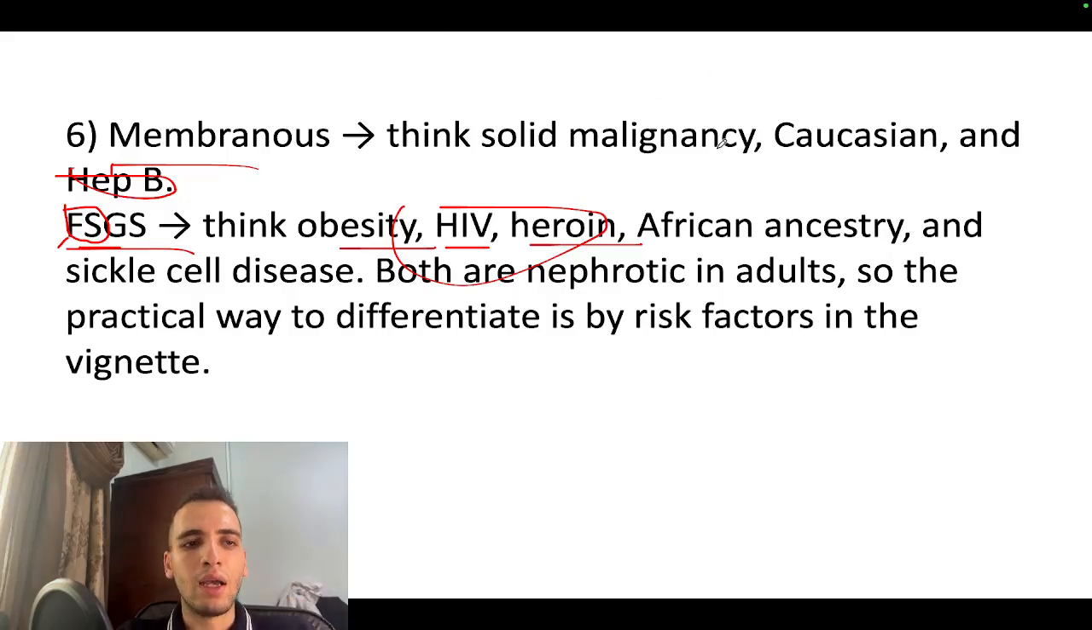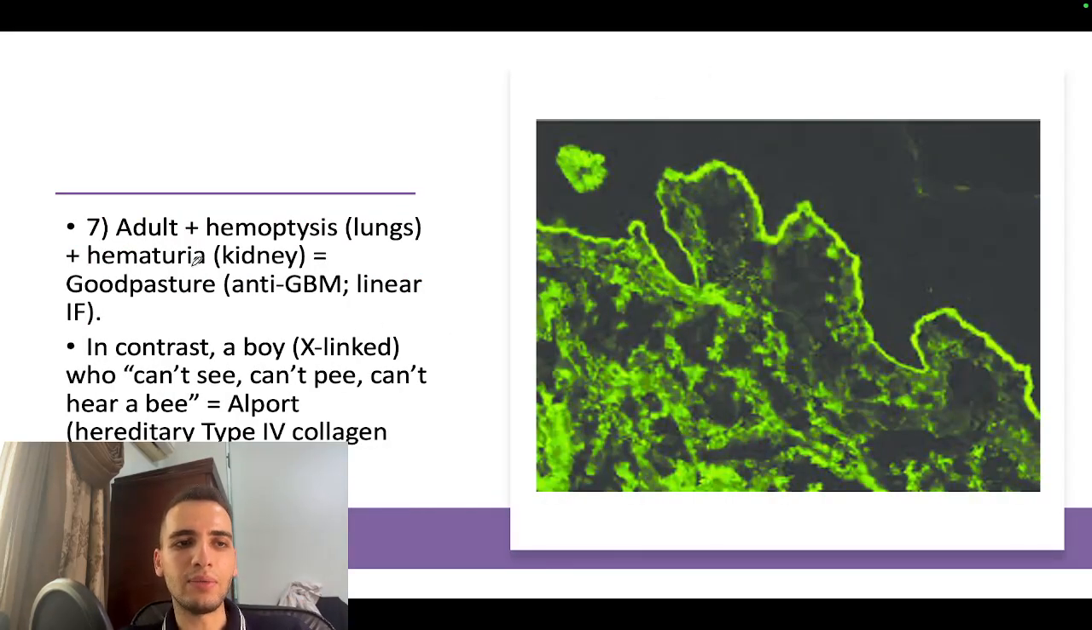Okay. The next concept is when they tell you something about glomerular basement membrane. We have two diseases that affect the glomerular basement membrane.